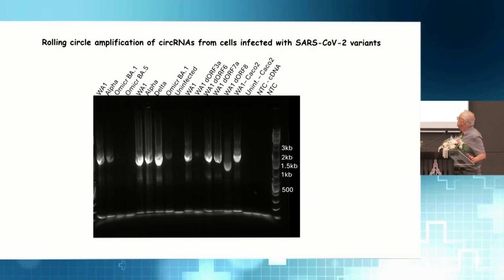I told you it comes from a particular region. So we can make a mutation in the viral genome, and indeed the circle gets smaller because we deleted this region. And so that tells us also we're looking at the right thing. So that's super interesting.